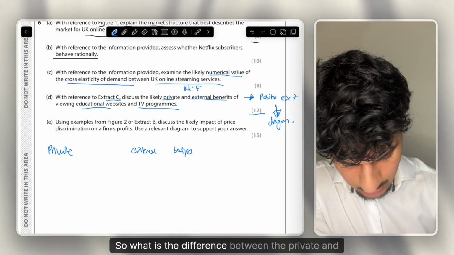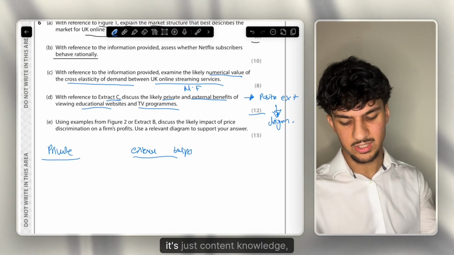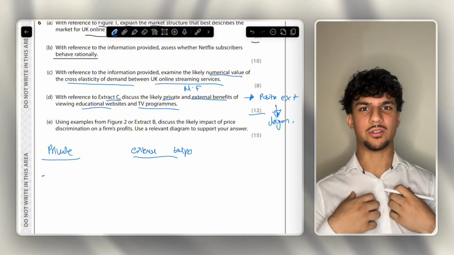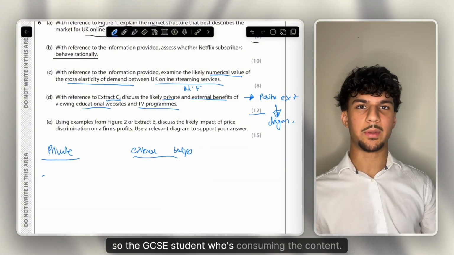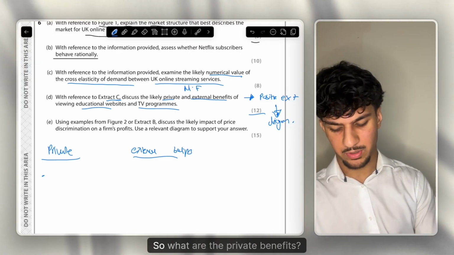So what is the difference between the private and external benefits? If you think about the price mechanism, of course, again, it's just content knowledge, but private benefits are basically just benefits to the person themselves, so the GCSE student who's consuming the content, and then external benefits are the benefits to the whole of society. So what are the private benefits?